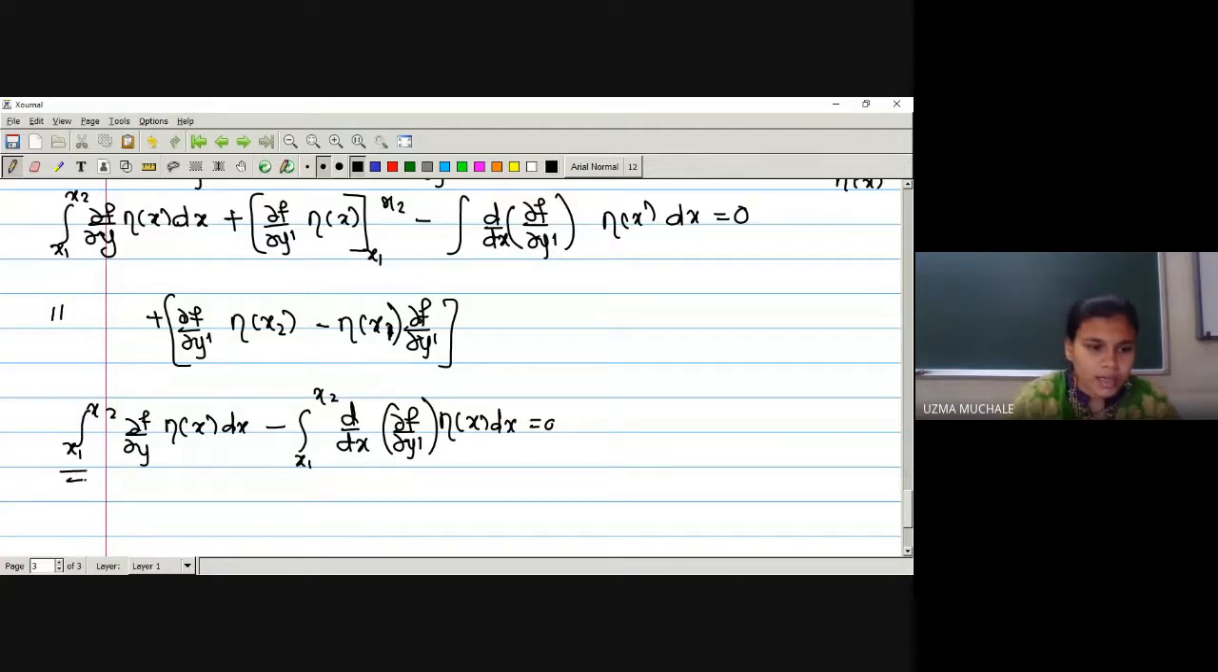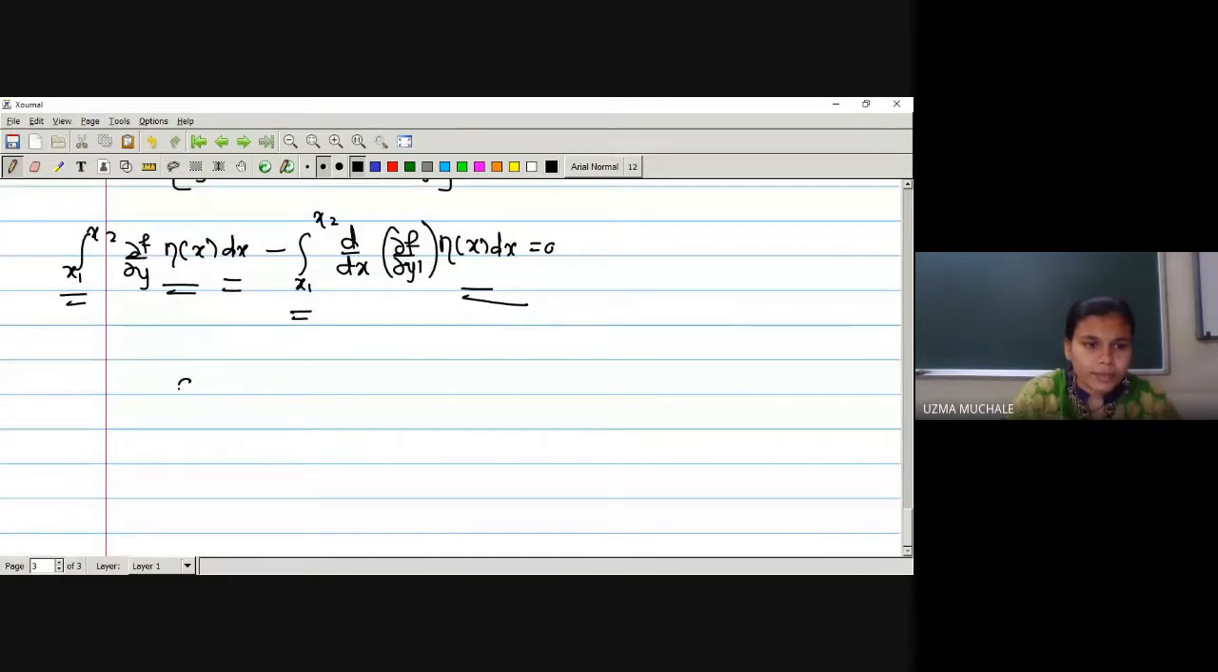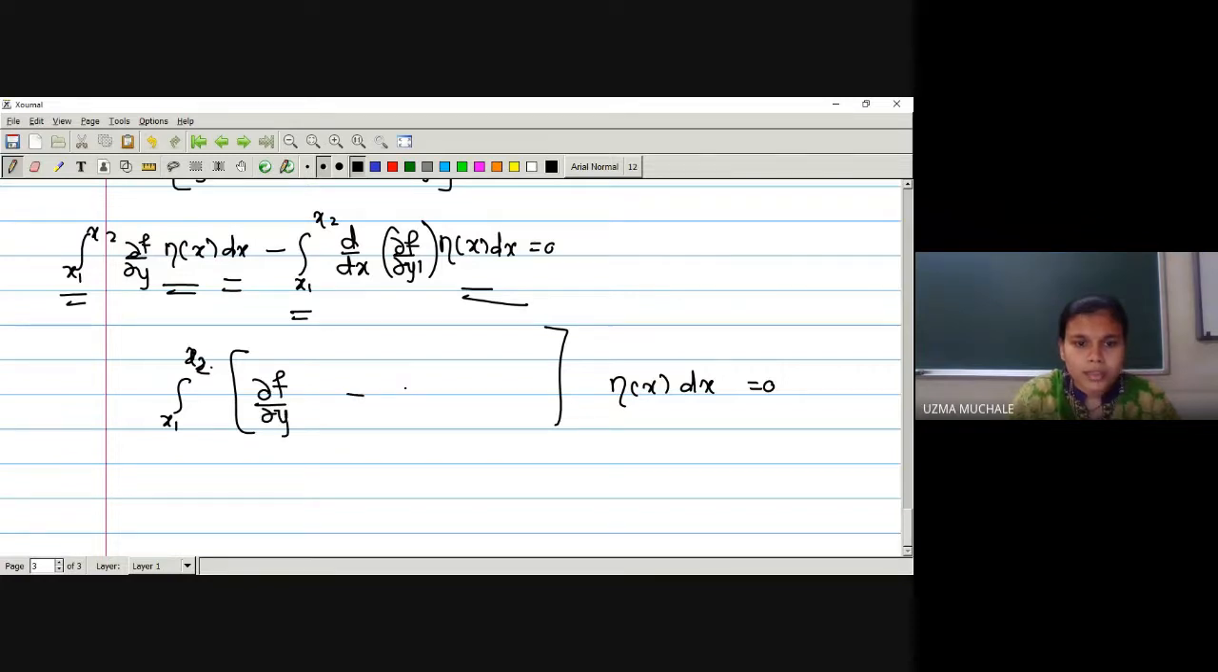Integration is common, η(x) dx is common in all the terms. So let me take this common. Here integration x1 to x2 is common, correct. What else is common? η(x) dx equal to 0 is also common. What remains now in the bracket: ∂f/∂y minus d/dx of ∂f/∂y′. Okay, this is our Lagrange equation of motion.